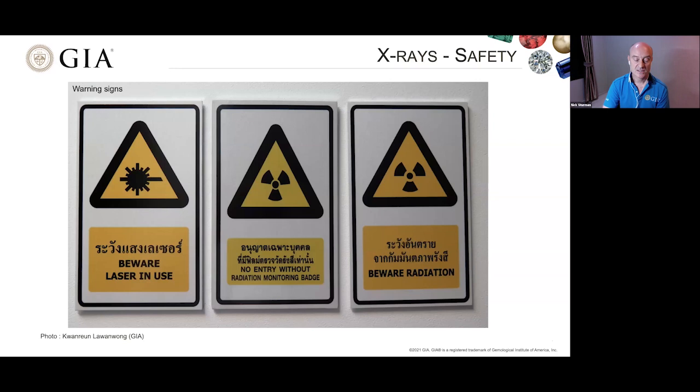So these are the signs that we have on the Bangkok Pearl Department door as anyone enters in. And you can see this is a typical sort of radiation monitoring badge, sort of a warning about beware of radiation. And we also have, because we have lasers for Raman, other warning signs too.